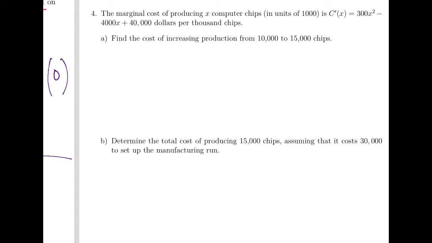So the marginal cost of producing x computer chips in units of 1,000 is C prime of x equals 300x squared minus 4,000x plus $40,000 per 1,000 chips. Find the cost of increasing production from 10,000 to 15,000 chips. And so we are given a rate of cost of producing, that marginal cost, and we want to find a total change in cost.